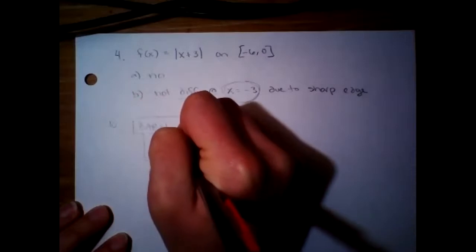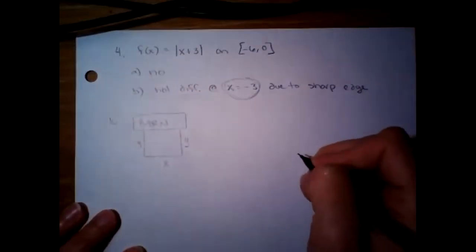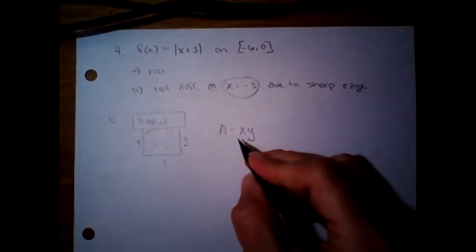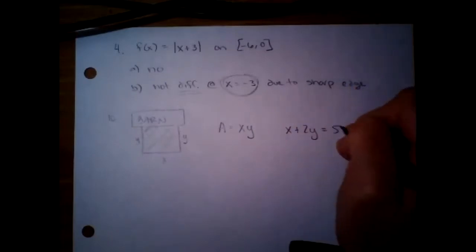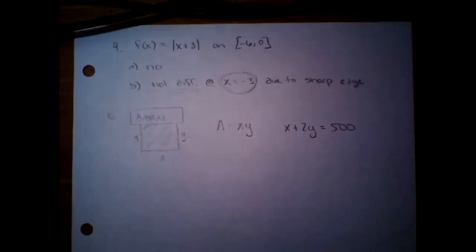All right, so we are fencing in a pasture next to a barn. And so we only need 3 sides of fencing. And what we want to maximize is this area. So area is x times y. And the problem is that there are 2 variables there. So I need to go back to the problem. You have 500 feet of fencing. So if I add up these 3 sides, which would be x plus 2y, that is going to be 500.